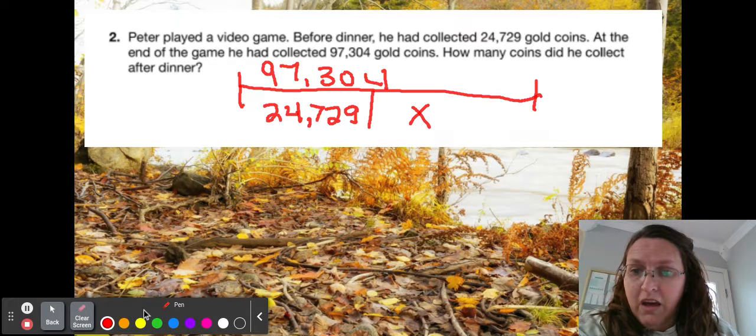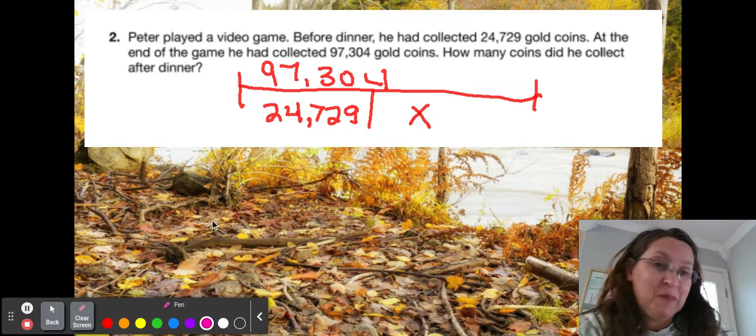So in order to solve this one, it feels really funny teaching with my daughter sitting there watching me.